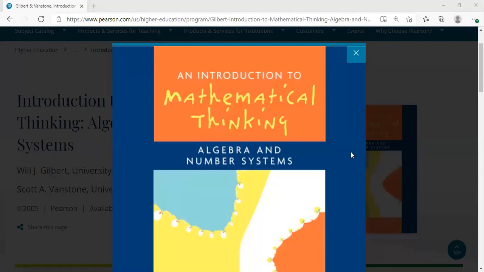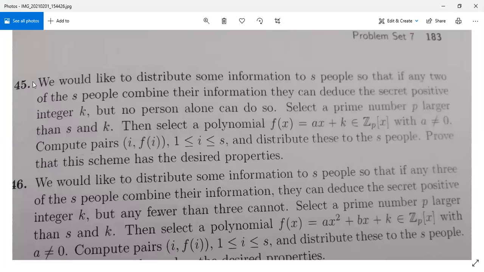Hello, welcome back. In this segment, I want to discuss an interesting problem that is mentioned in this book. Problem number 45 is an exercise problem. Let me read this problem for you. We would like to distribute some information to S people, okay?